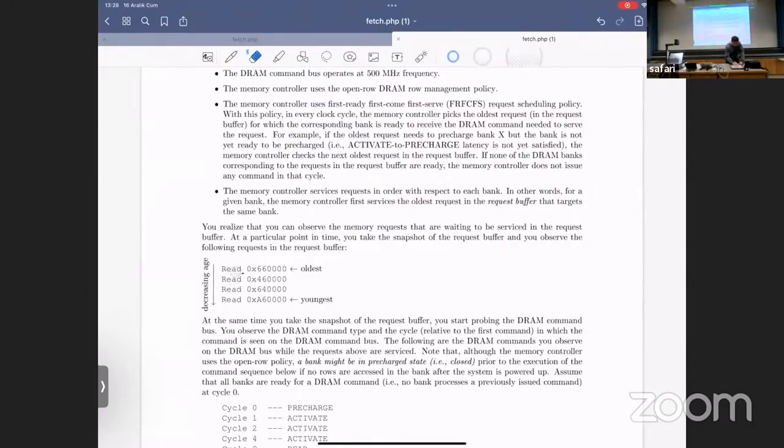This is important because the memory controller uses an FR-FCFS scheduling policy. That means it will try to prioritize older requests, but also won't be able to issue requests if the bus is not ready to accept the command. So we'll get to that. But let's start with decoding the address bits first.